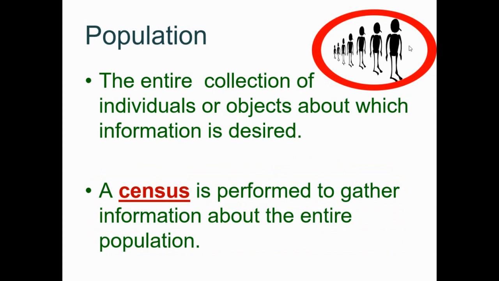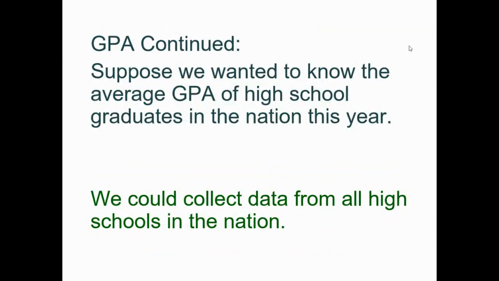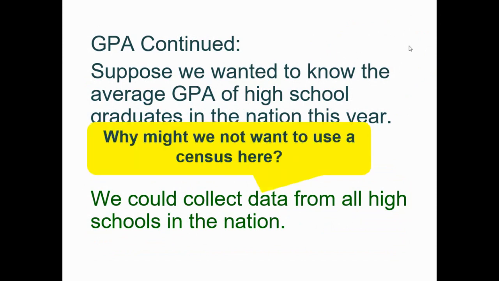So let's go back to our GPA example now. Let's suppose we still want to know their average GPA. We could collect this data from all the high schools in the nation. Why might we not want to use a census in this case? What are some problems that you could see?